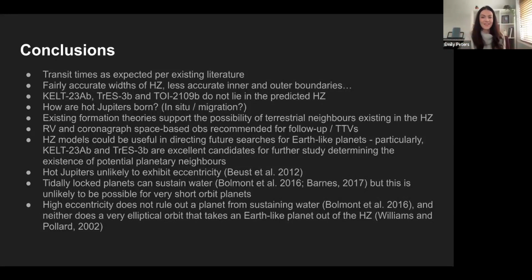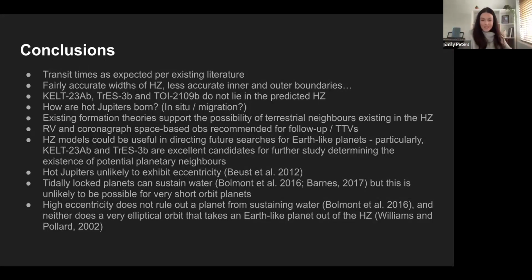So other findings: the transit times, where they were able to be deduced, were very much in line with the existing literature, so that was good. Although the inner and outer boundaries measured from the two models that I ran were not particularly accurate, what was more accurate was the predicted widths of the HZ around each of the host stars. And it gives room for this modeling to be applied to many of our other exoplanets in the catalogue, and as we continue to discover more.